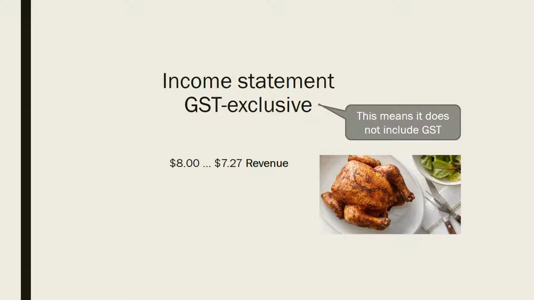The first tip is that typically all items in a firm's income statement are exclusive of GST. This means that when Coles sells you a chicken for $8, it will only include $7.27 as revenue. The rest, 73 cents, is the GST Coles has collected from you for the government. This amount is kept in a separate account, GST collected.